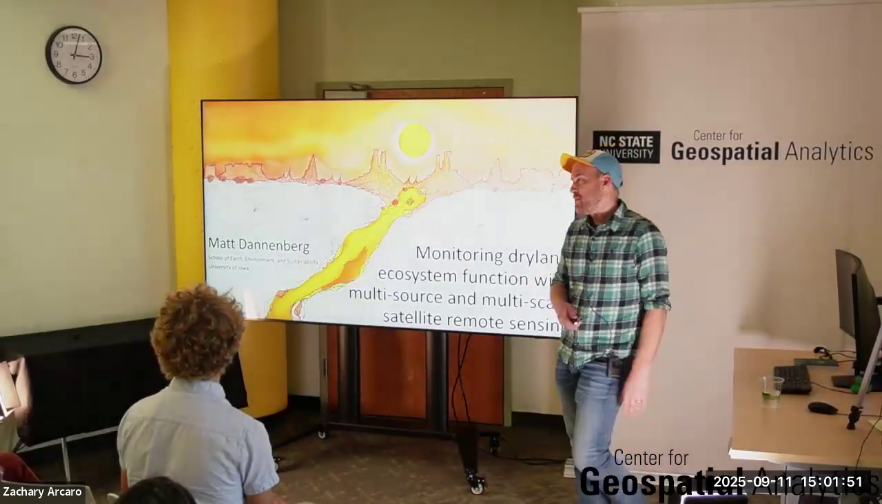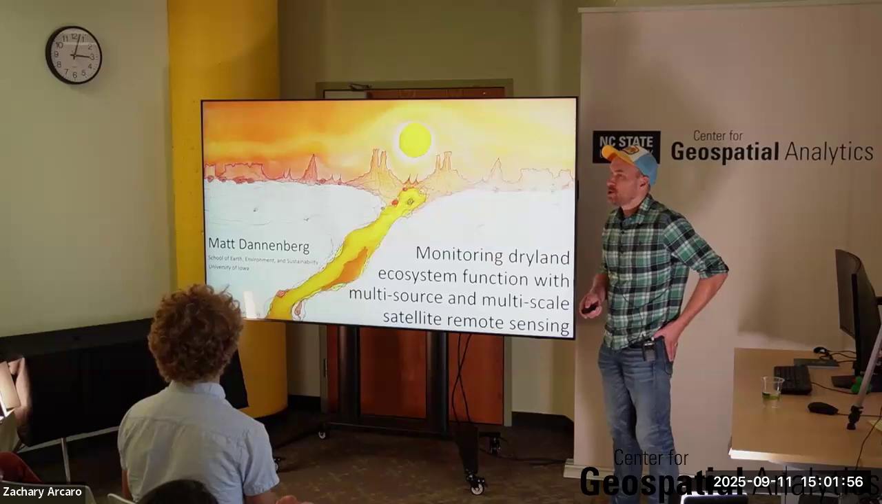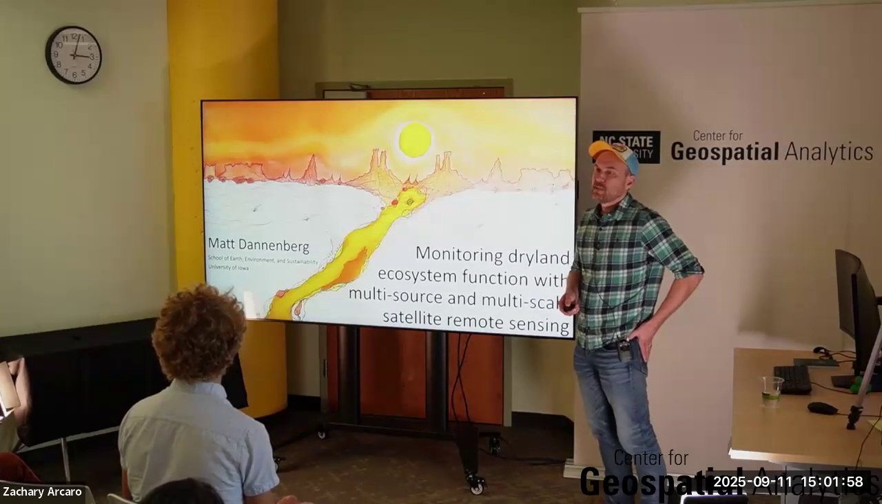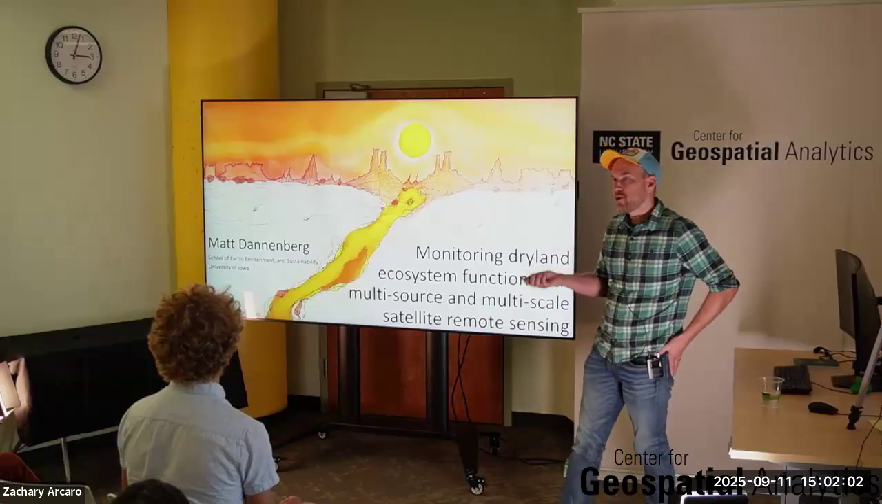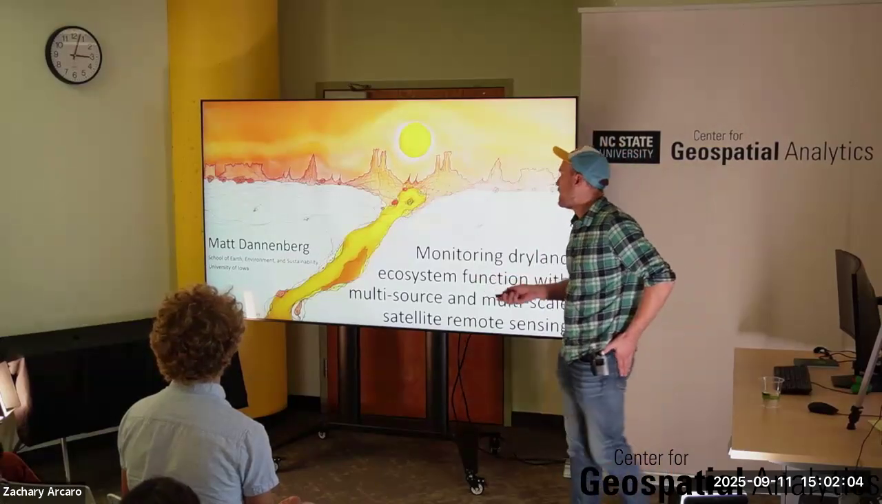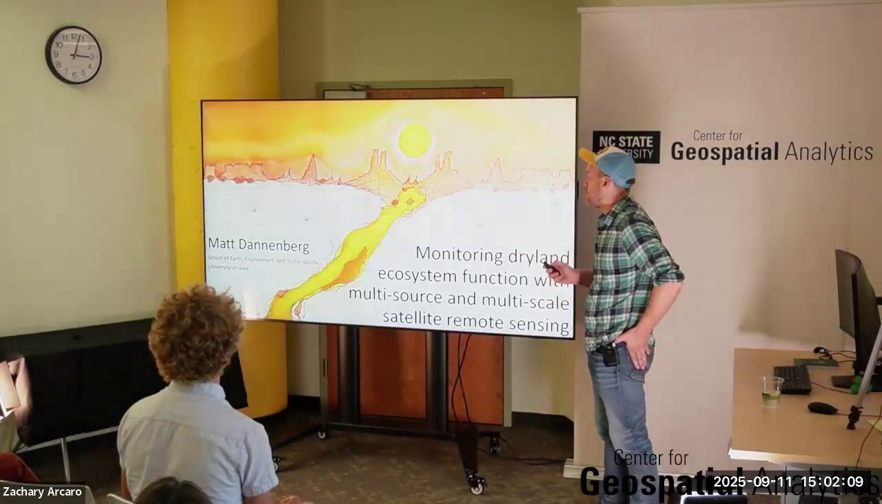So today I'm going to talk about a very different type of environment than North Carolina. I'm going to talk about dryland ecosystems, and specifically I'm going to talk about some of the challenges that we encounter with monitoring drylands with remote sensing, and some of the ways that we're trying to deal with those problems.